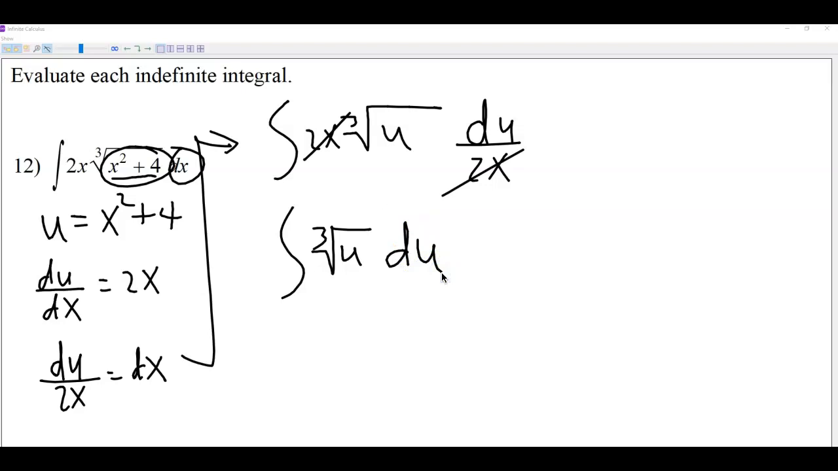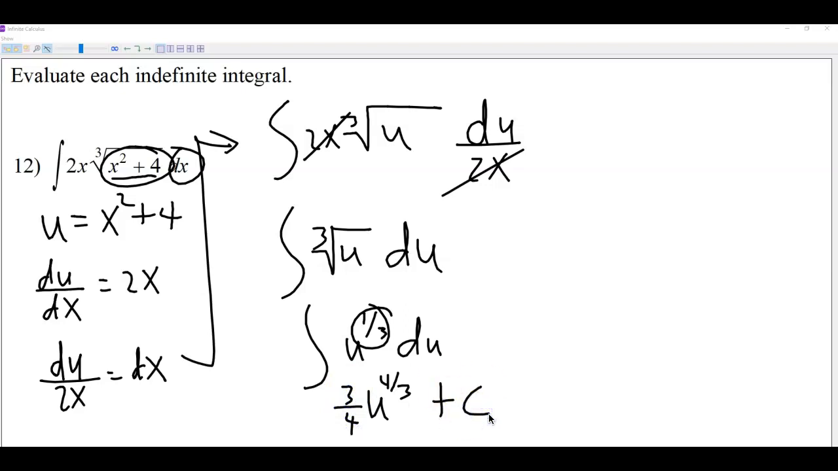Now we're going to go ahead and rewrite this because, as you know, when we do integrals, we don't like radicals. We like powers instead. So I'm going to write that as u to the 1/3 power. And then we're going to integrate. So if you add 1 to this, you get 4/3. And instead of dividing by that number, I'm going to multiply by its reciprocal. And we don't want to forget our plus c.